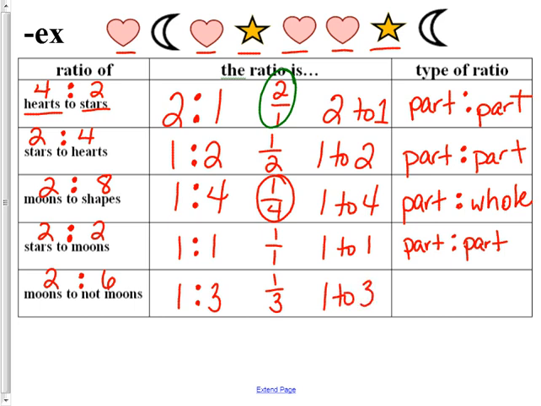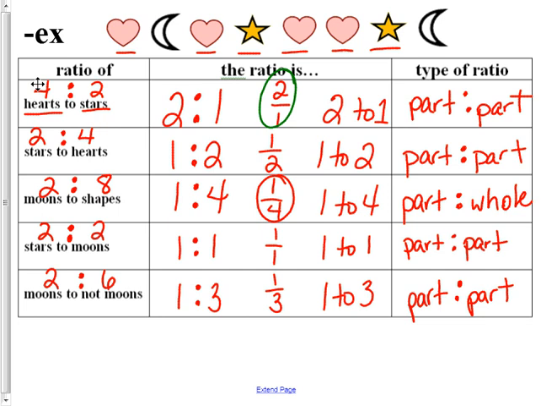And think about this for a minute, whether it's a part to part or part to whole. The moons represent part of the group, so part of the group are moons, and another part of the group are not moons. Sometimes people think this would be a part to whole because we're talking about the whole group being either moons or not moons. But when you look at it, it's only part of the group that is moons and part of the group that's not moons. The 2 parts do make up the whole group, but they are both just parts of a group.